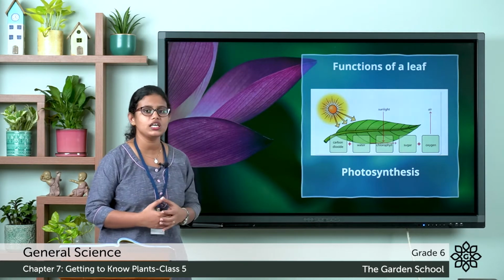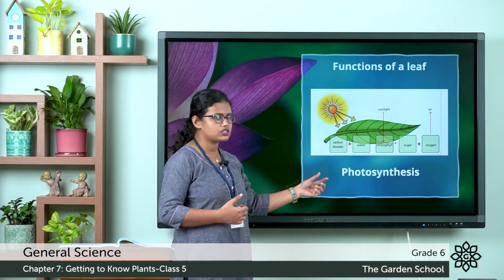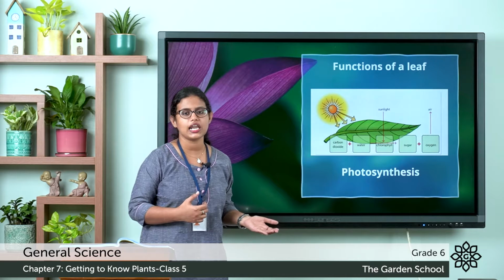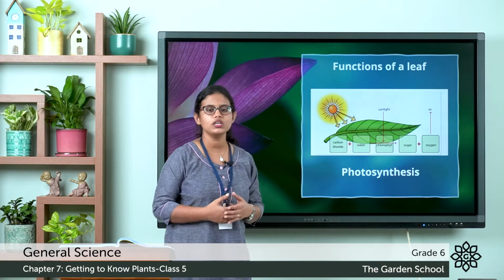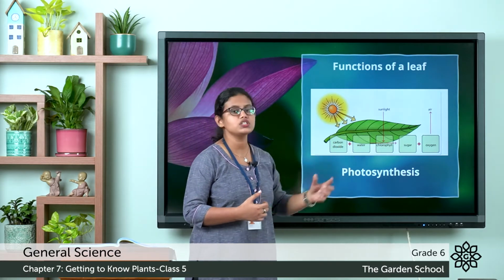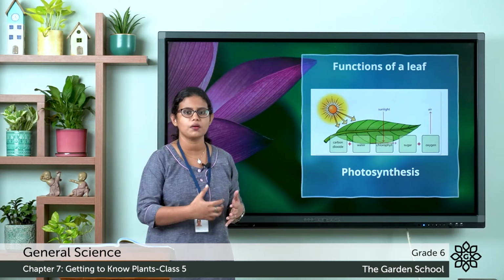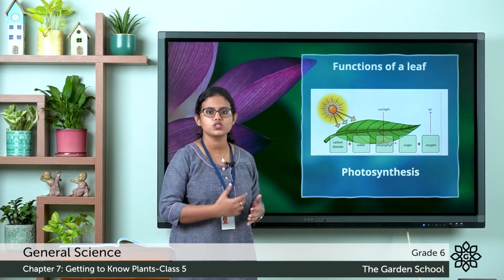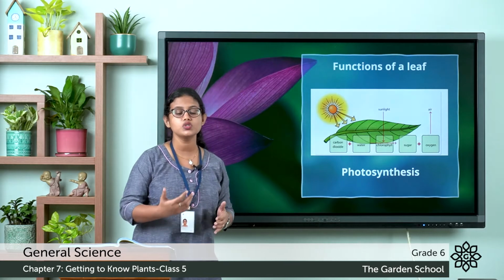As you can see in this picture, the plant uses carbon dioxide plus water in the presence of sunlight and chlorophyll, and they produce food in the form of sugar. And oxygen is also produced during photosynthesis. That is another important thing. During photosynthesis, oxygen is also produced and it is released into air through stomata.